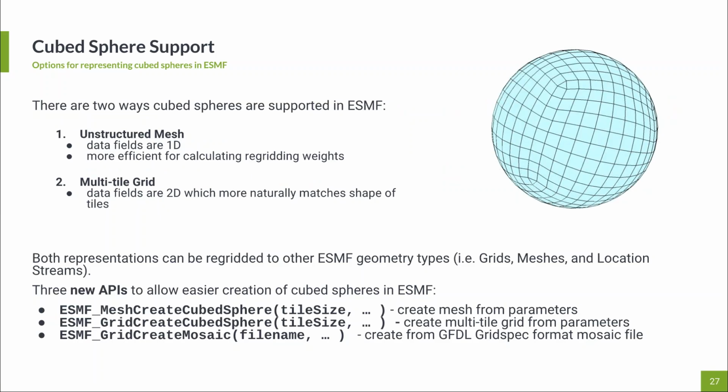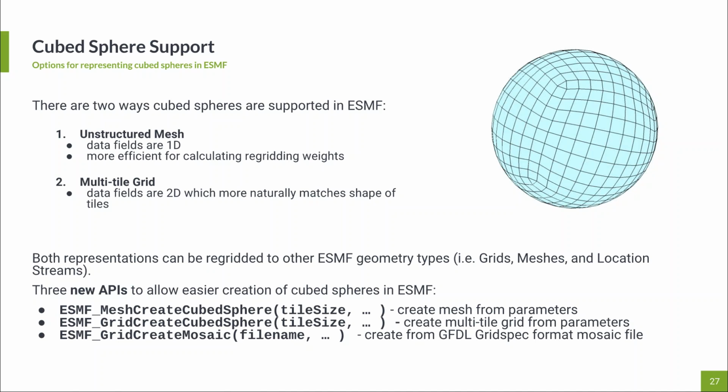One of the more recent types of grids that we support is a multi-tile grid, such as a cube sphere. There's a couple different ways to represent a cube sphere in ESMF. One is through the unstructured mesh, in which case your data fields will be 1D. Because the mesh is used for the interpolation weight calculation, this will be slightly more efficient if you use the mesh, because we can skip the step of essentially converting the grid to a mesh. The downside is you would have to work in 1D.